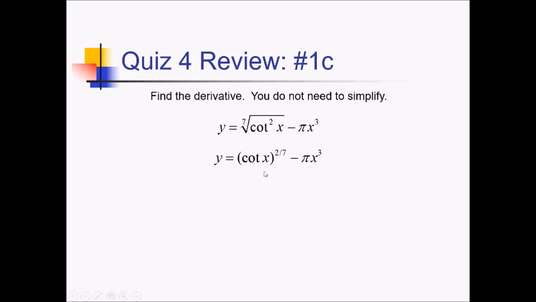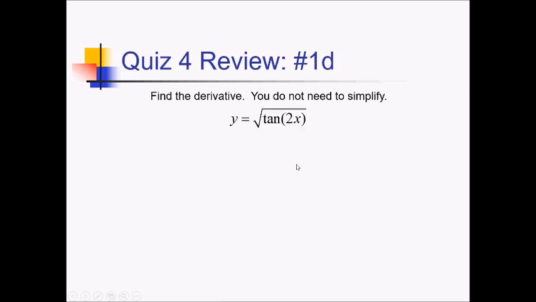So taking the derivative, I've got 2/7 times something to the, let's see, what's 2/7 minus 1? That's going to be negative 5/7. So 2/7 cotan of x to the negative 5/7. Now I have to take the derivative of cotan of x. That's negative cosecant squared of x, and we're multiplying by that. Over here now, we've got a power rule. This is going to be minus 3 pi x squared.